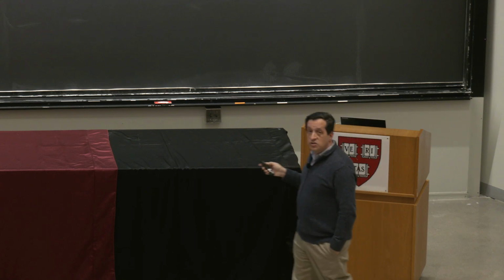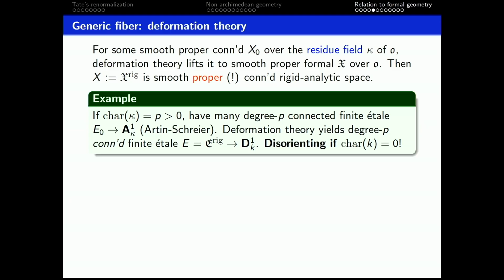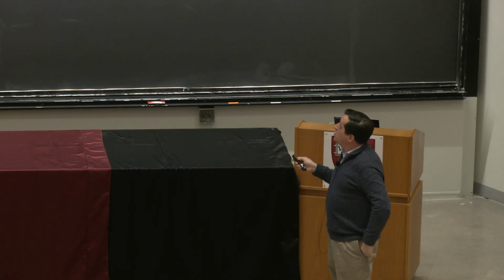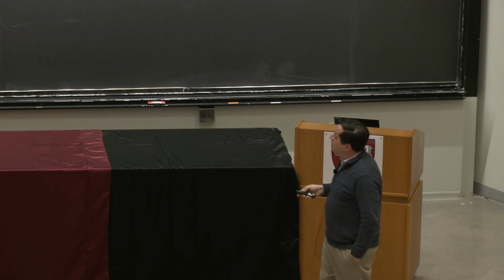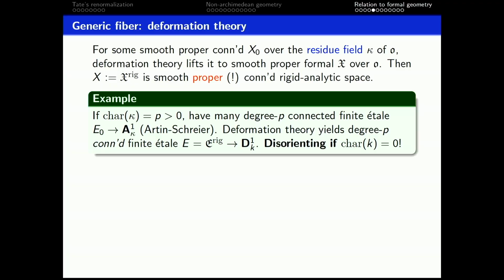If your field has characteristic 0, that's a little bit disorienting because we think of the complex unit disk as being simply connected. But in characteristic 0, in the rigid analytic world, you have these p-power non-trivial connected finite étale covers. Okay, that's a geometric example.